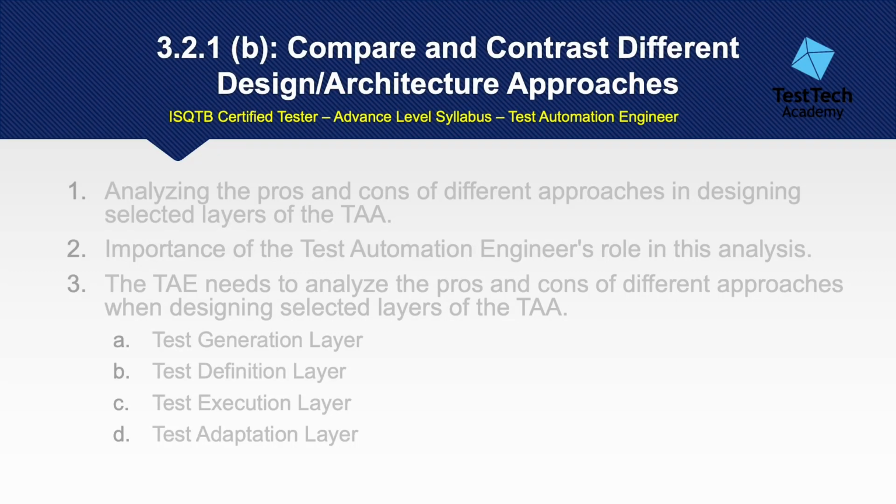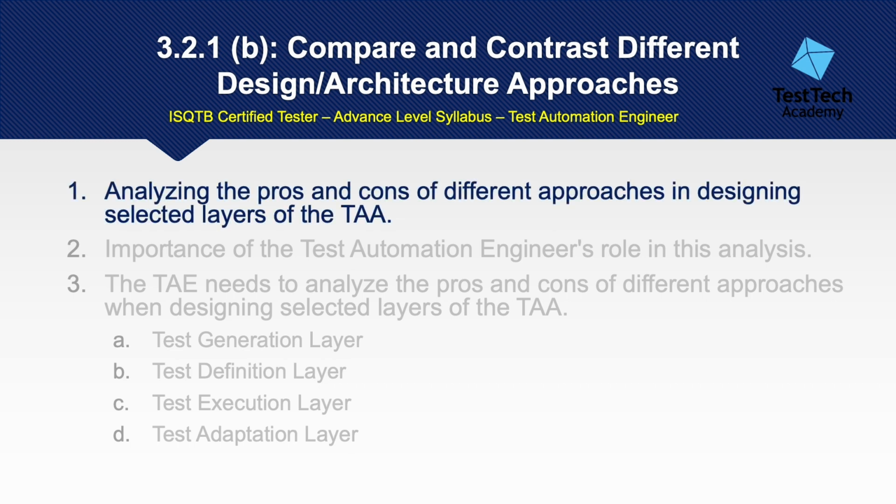The second key activity for TA design is to compare and contrast different design architecture approaches. As test automation engineers, it is crucial for us to understand the various approaches available for designing different layers of TAA. One of the key responsibilities is to assess different design architecture approaches and select the most suitable ones based on project requirements, constraints, and objectives.